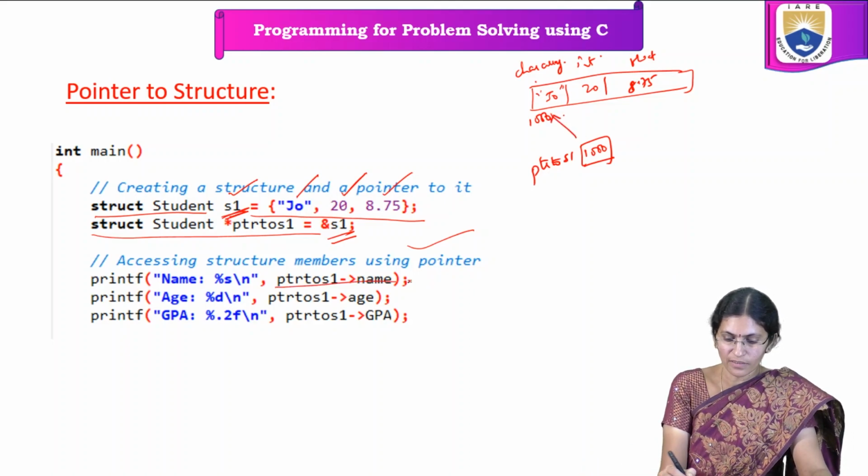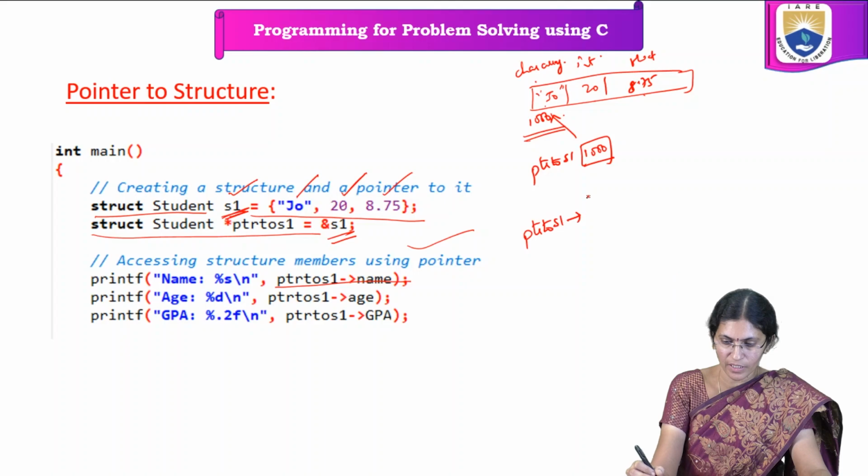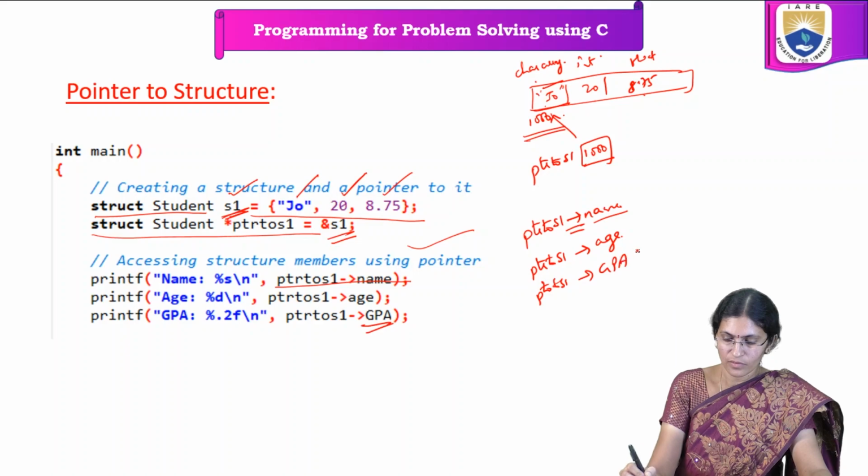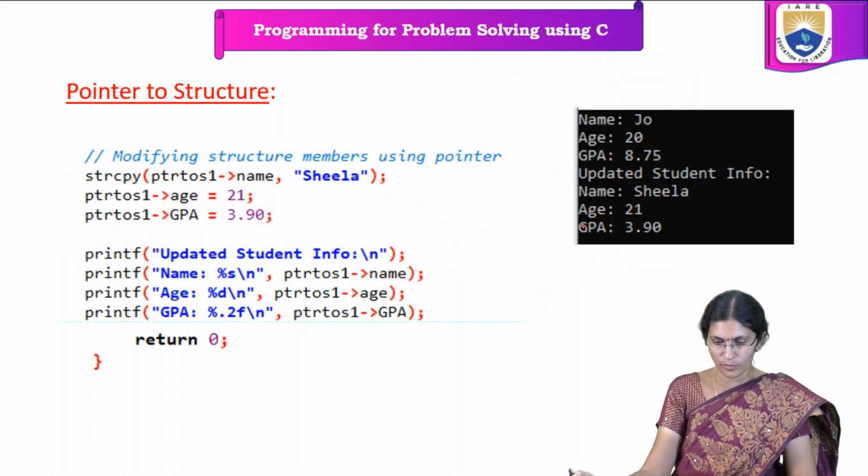In order to access each member of ptr to s1, we can use the arrow operator: ptr to s1 arrow name. To access each field, we use ptr to s1 followed by the arrow operator and the name, then ptr to s1 arrow age, then ptr to s1 arrow GPA. In this way, we can access these particular values with the help of a pointer variable and the arrow operator.